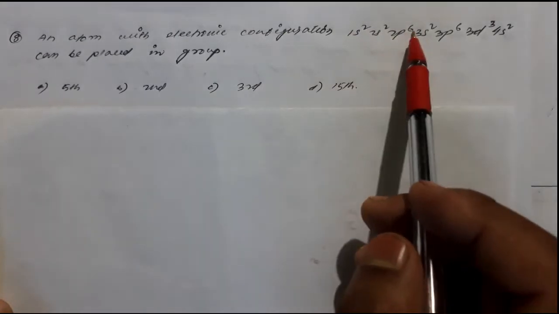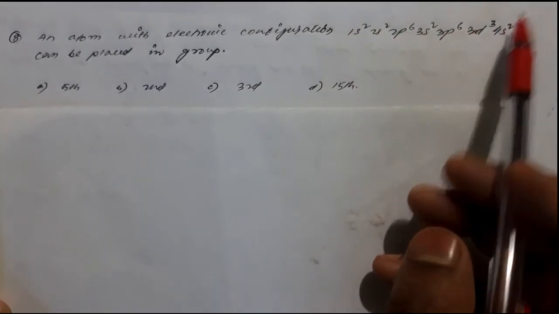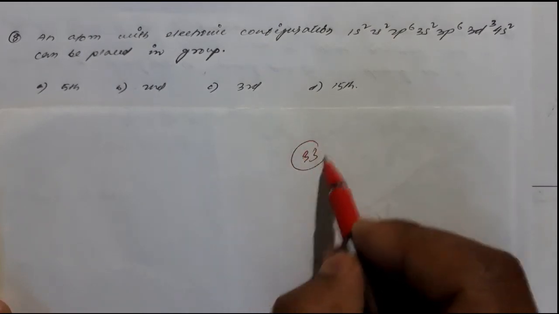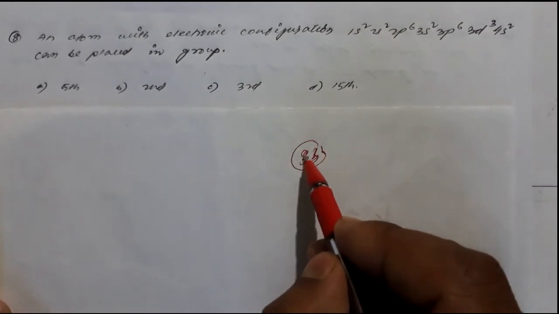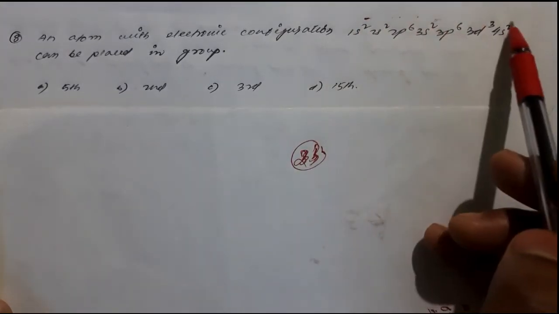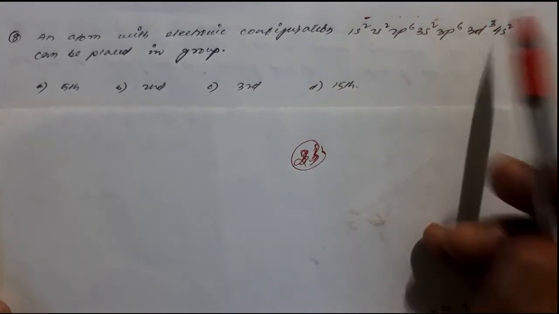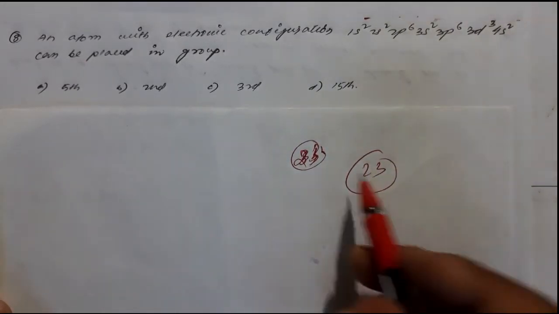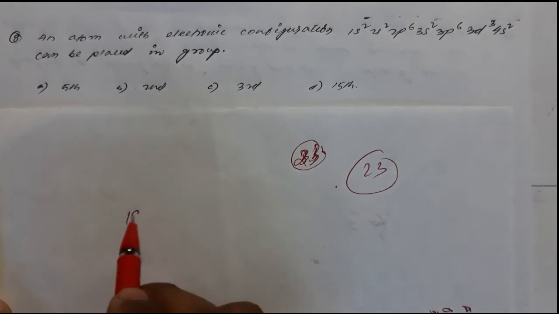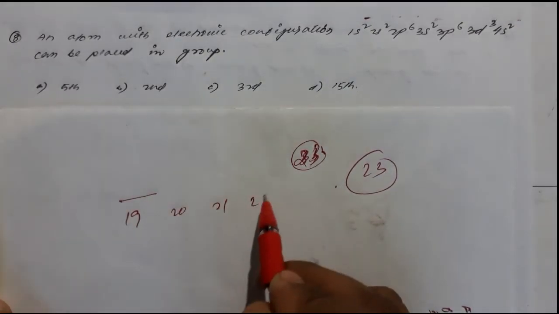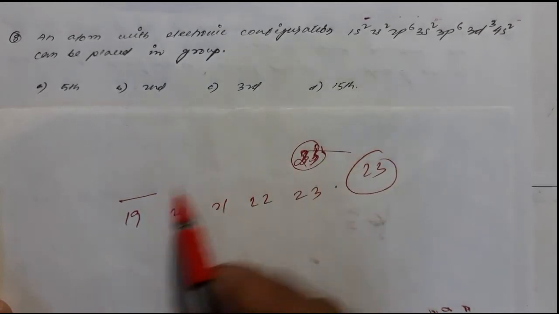An atom with electronic configuration 1s2, 2s2, 2p6, 3s2, 3p6, 3d3, 4s2. 3d3, 4s2 means what? Sorry, 23, right? 23, isn't it? 10, it is again 10, 20, right? It is 3, 23. So 23. So it can be placed in group what? So 23 means what? 19, right? 19. So 19, 20, 21, 22, 23, right?